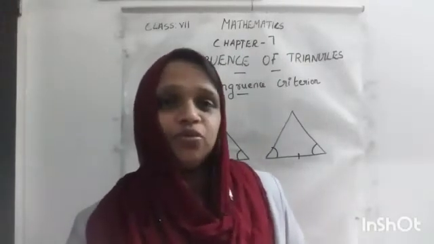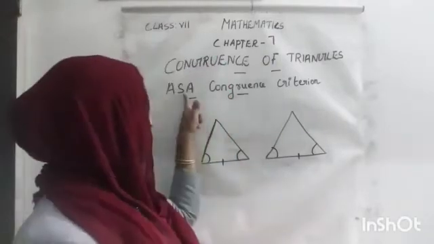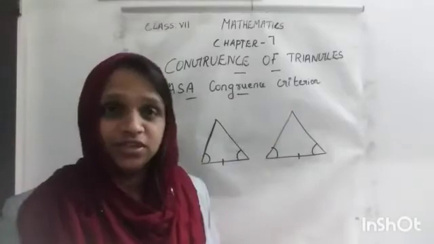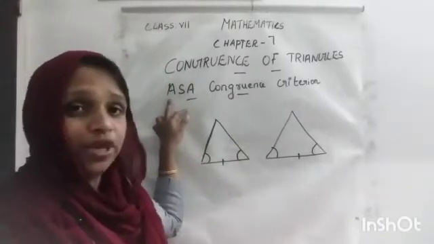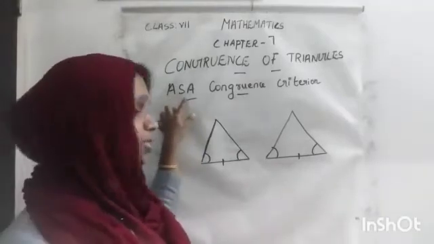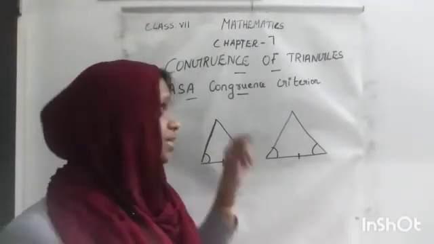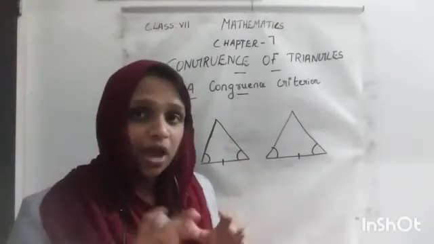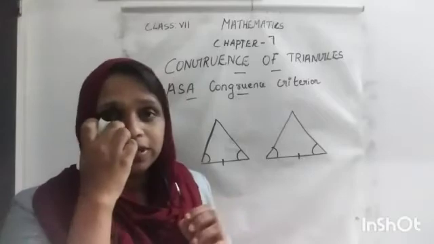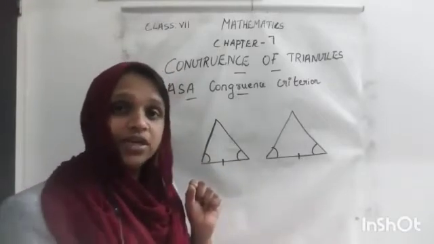So today we are moving on to the next congruency rule, that is the ASA congruence criterion. In this ASA, we know A is for angle, S for side, and again A for angle. This ASA means that the side is between two angles, so we can call it the included side.